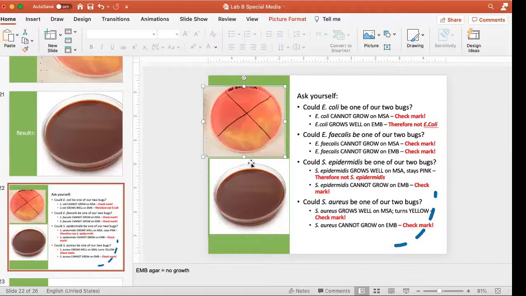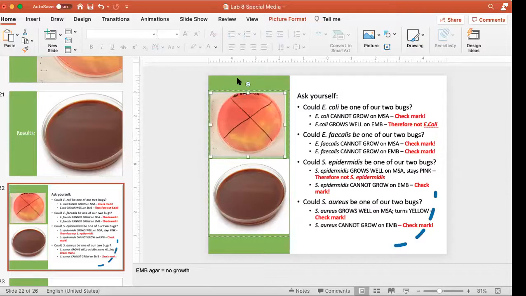What about the EMB plate? Well, we don't expect staph to grow on EMB anyway. Remember, EMB will only grow gram-negative organisms, and Staphylococcus epidermidis is a gram-positive. So this plate doesn't tell us much. It could be not growing on this plate, but this plate tells us it cannot be Staph epidermidis. So that leaves one more organism, which is Staphylococcus aureus.